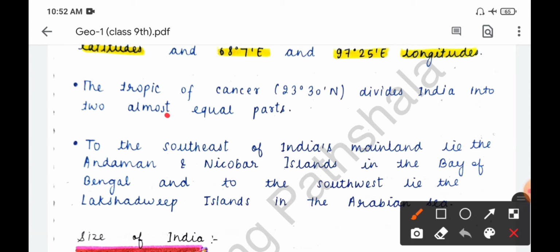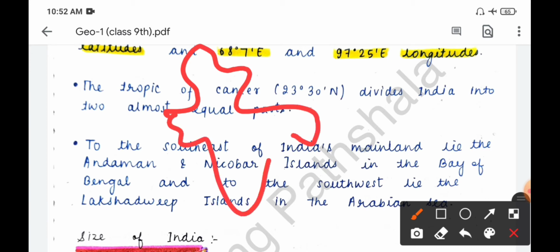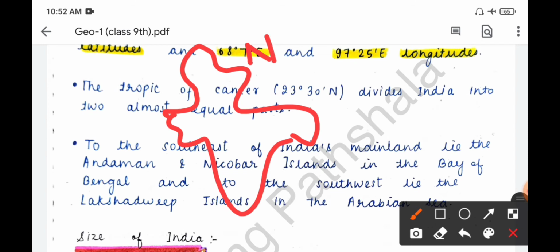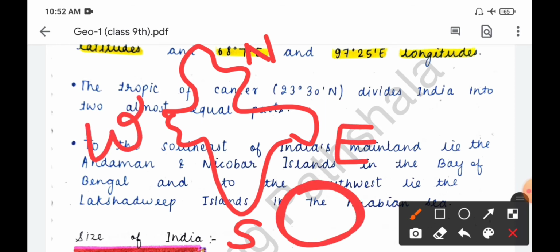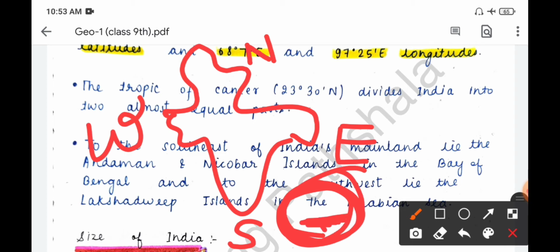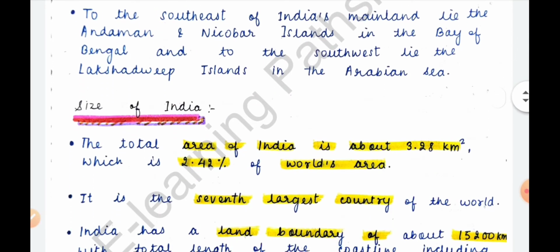So if this is the map of India, somewhat like this, this would be the northern portion, this is south, this is east, and here is west. This portion would be southeast because it is lying between south and east. So here in the southeastern portion of India lie Andaman and Nicobar Islands in the Bay of Bengal, and this is the southwest portion of India, and here lie Lakshadweep Islands in the Arabian Sea. So this was about the location of India.